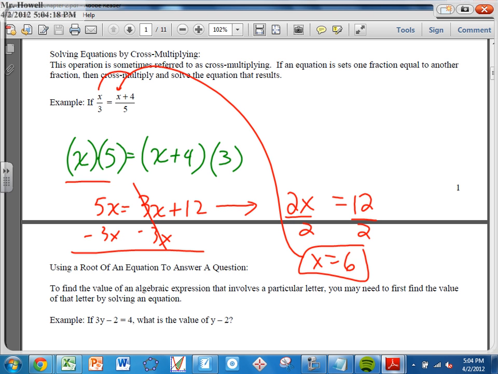If you were to check this problem, it would go in the numerator. And we can check that. We'll get 6 over 3, that's 2. We get 6 plus 4, which is 10 over 5, which is also 2. So this would become a 2. That would become a 2. 2 is equal to 2. We know that is correct. Okay, a simple way to check that.